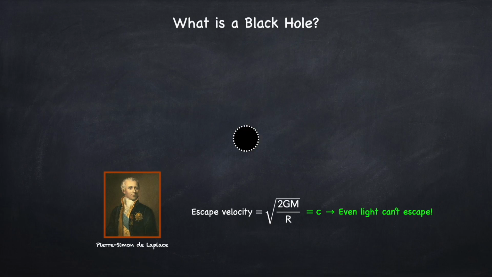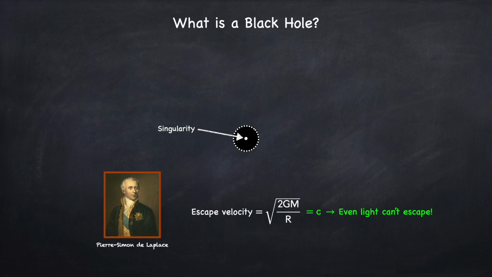Furthermore, at this point, there are no forces in the universe that we know of that can counteract gravitational collapse, suggesting that this star will continue to collapse forever until it becomes an infinitely dense point, which we call a singularity. We'll talk about what exactly this singularity is in a little bit.